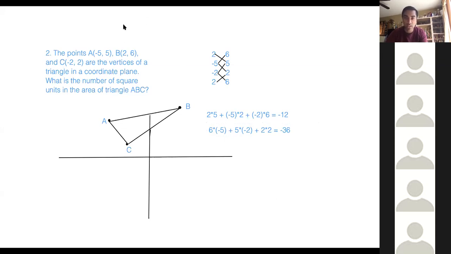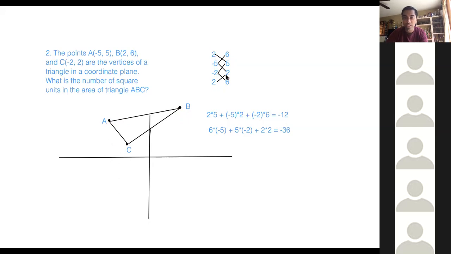And the way you do this is first you start from some vertex in the polygon. So it could be a triangle, it could be anything else. In this case, Preeti started from 2, 6, this point, and then you want to move counterclockwise on the polygon. So that would be to this point, A, -5, 5, and then to the last point, -2, 2, and then to B. In this order, you write the vertices in a list. You start with B, 2, 6, then -5, 5, then -2, 2, and then the same starting point again, 2, 6.